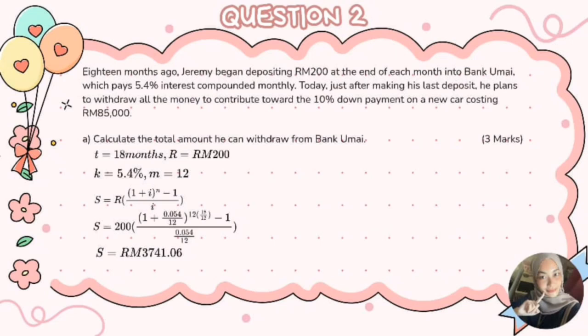Question 2. 18 months ago, Jeremiah began depositing 200 at the end of each month into Bank Umay, which pays 5.4% interest compounded monthly. Today, just after making his last deposit, he plans to withdraw all the money to contribute toward the 10% down payment on a new car costing 85,000 ringgit. Calculate the total amount he can withdraw from Bank Umay by using the formula S equals R times (1 + i)^n minus 1 over i. So the answer I got is RM3,741.06.